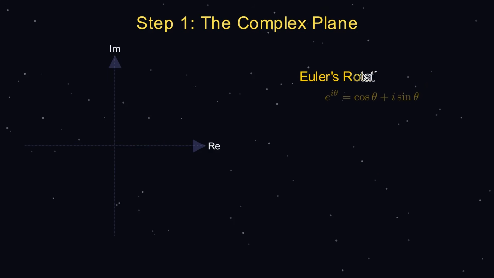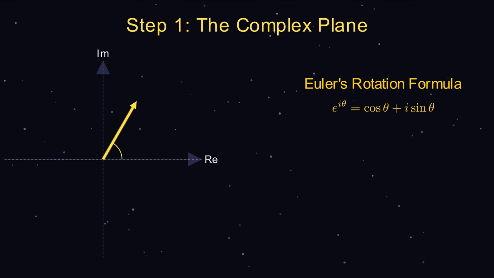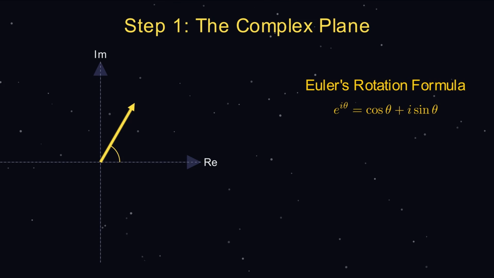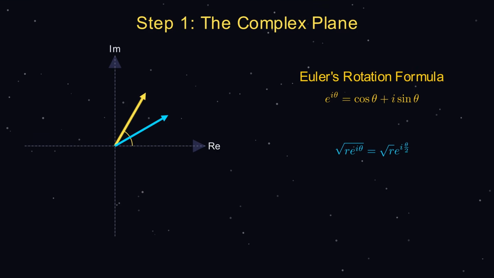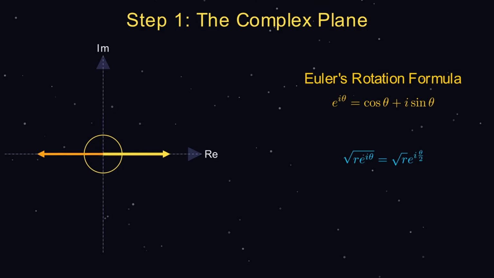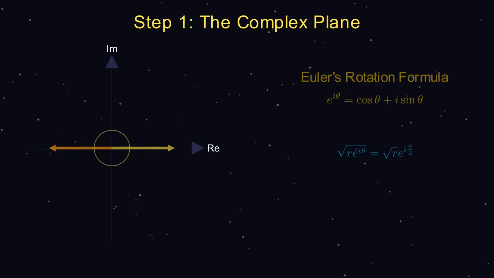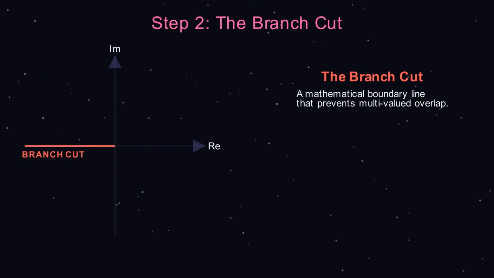To see how functions like square roots behave here, we use Euler's famous formula, e to the i theta. This formula shows that multiplying by e to the i theta rotates vectors in the complex plane. Taking the square root of a complex number means cutting its angle in half. For instance, the number 1 at angle 0 has a square root at angle 0, which is 1, but we can also represent the number 1 by going all the way around the circle at angle 2 pi. Halving this angle gives pi, pointing at -1. This means every complex number actually has two square roots.